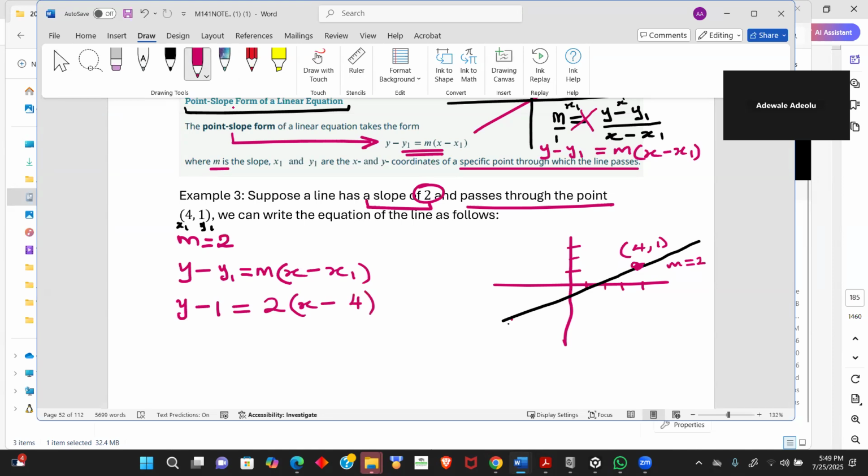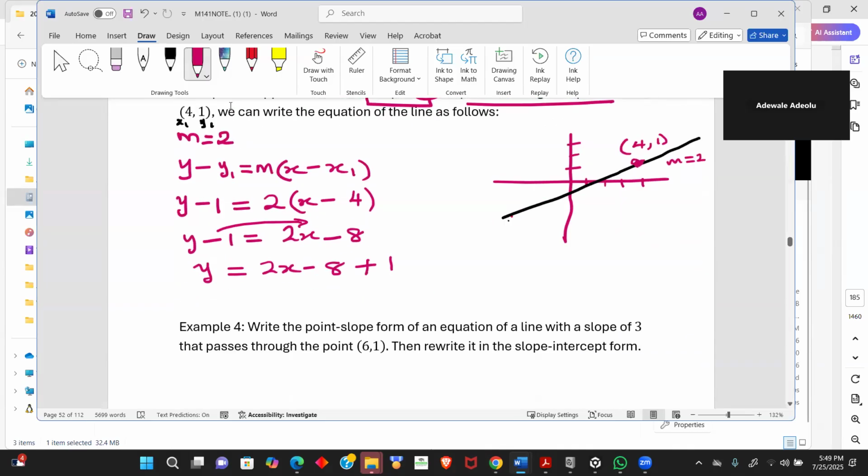I can leave it that way, or I can do some work: y minus 1 equals 2 times x is 2x, positive times negative is negative, 2 times 4 is 8. So y minus 1 equals 2x minus 8. I can bring this to the other side, and I have plus 1, or you say add 1 to both sides. So we have y equals 2x minus 7.